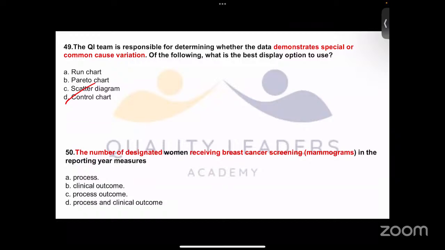Number 50, the number of designated women receiving breast cancer screening or mammograms in the reporting year measures A, process, B, clinical outcome, C, process outcome, D, process and clinical outcome. So if I'm measuring screening or this investigation, it is what we call process. If I were measuring the treatment results, it would become a clinical outcome. So what's the answer here? The answer is process outcome. Okay.